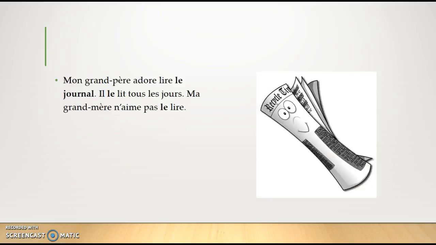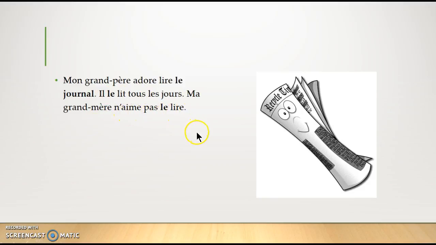Mon grand-père adore lire le journal. Il le lit tous les jours. Ma grand-mère, excusez-moi, ma grand-mère n'aime pas le lire. So, I'm telling you, my grandfather loves to read the newspaper. He reads it, this le here is the newspaper that you pronounce. He reads it every day. My grandmother doesn't like to read it.